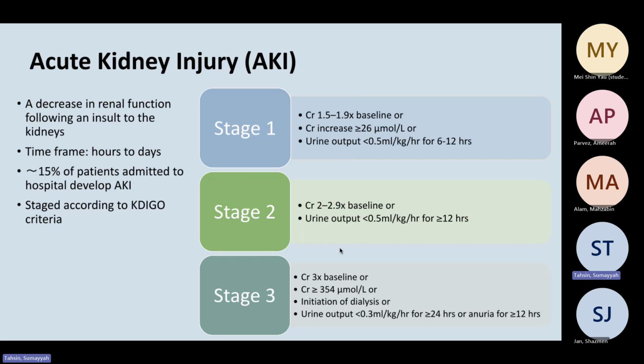And then stage 3 AKI would be a creatinine which is increased 3 times their baseline, a creatinine which is greater than or equal to 354 micromoles per liter, an initiation of dialysis, or a urine output of less than 0.3 milliliters per kilogram per hour for more than or equal to 24 hours, or if the person has been anuric for more than or equal to 12 hours, which means they haven't passed any urine in that time.